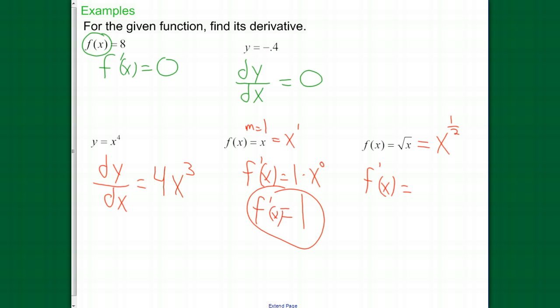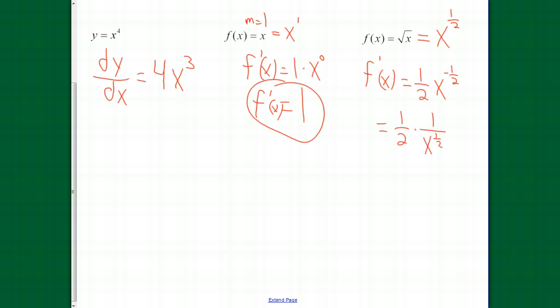But the rule is the same. That exponent, bring it out in front as a multiplier, times x, decrease the power of the variable by 1. So 1/2 minus 1 is a negative 1/2. So now what we're looking at is 1/2 times, when you have a negative exponent, that goes 1 over the base to the positive power. x to the 1/2 is a square root. So when we multiply these fractions, we got 1 over 2 square root x. That is f prime.